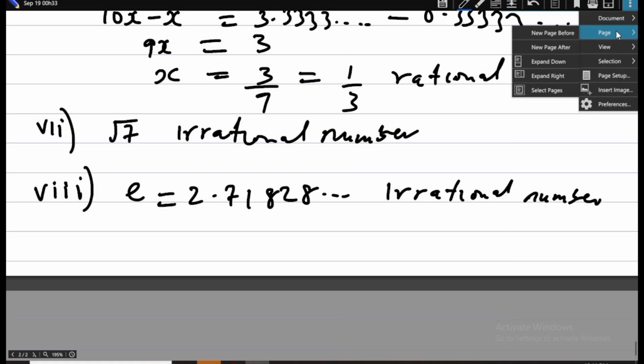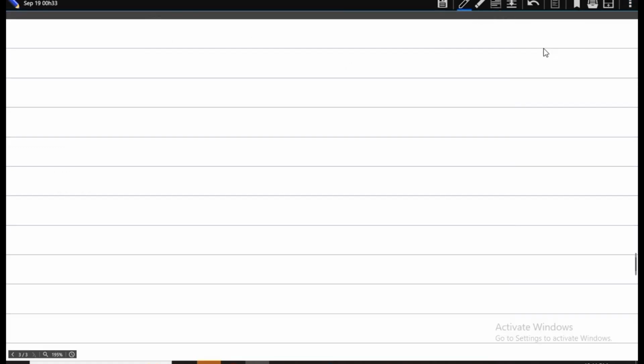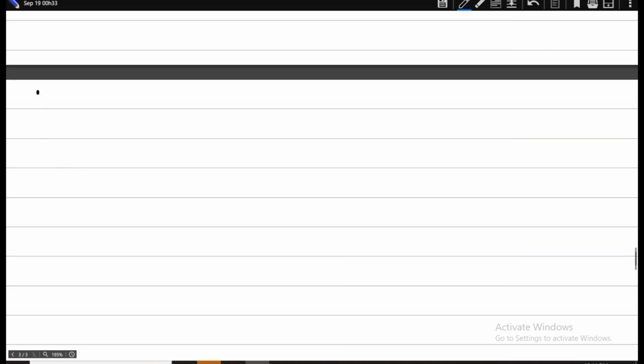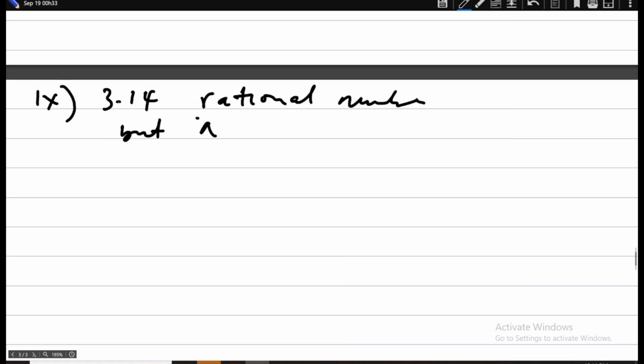So let me add a new page. So we go to question number IX. For question number IX, they gave us just 3.14. 3.14 is a rational number. But please remember that pi itself is an irrational number. Please note that too. But if you just do the approximation, it will now turn to a rational number.